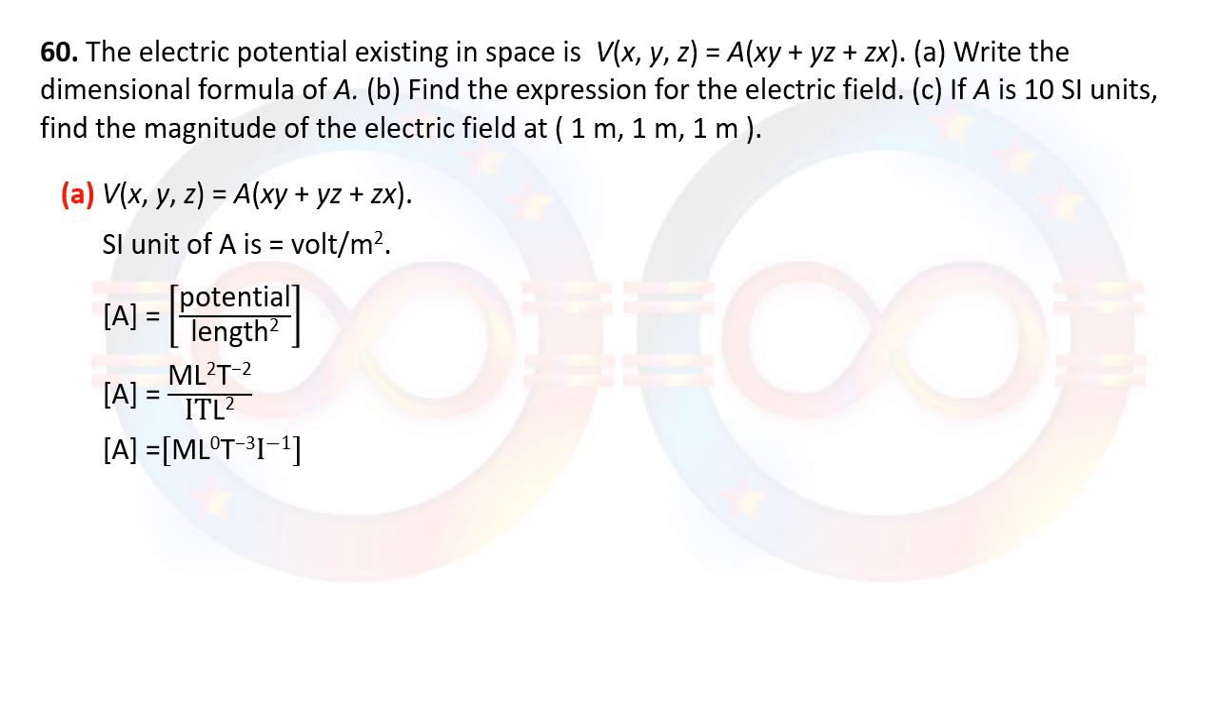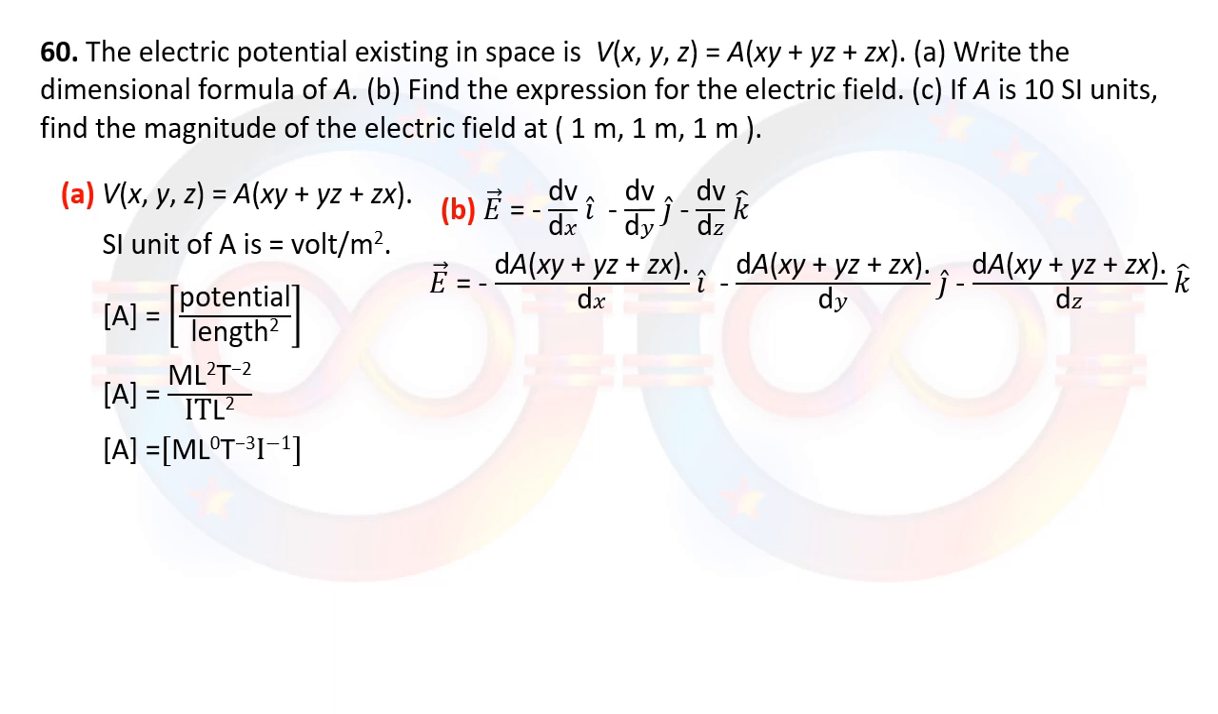Now the B part is there. Find the expression of the electric field. Expression of the electric field, E is equal to minus dV upon dr. Because it is given in a 3D coordinate system, we can differentiate along all three directions. So minus dV upon dx i, minus dV upon dy j, minus dV upon dz k. And if we take the first, dV along x, it is d of A(xy plus yz plus zx) upon dx.